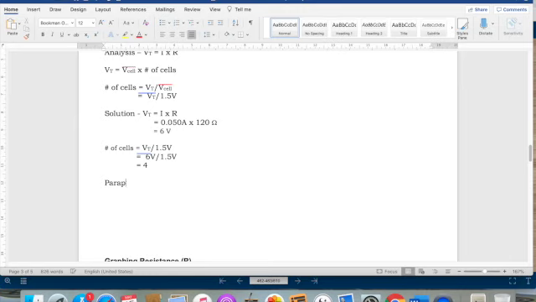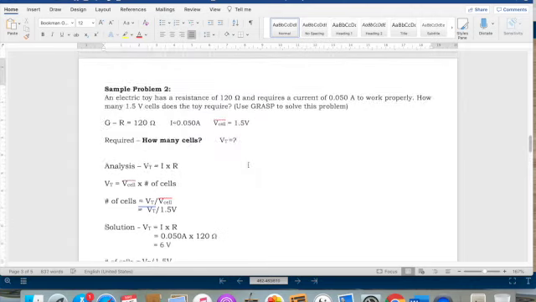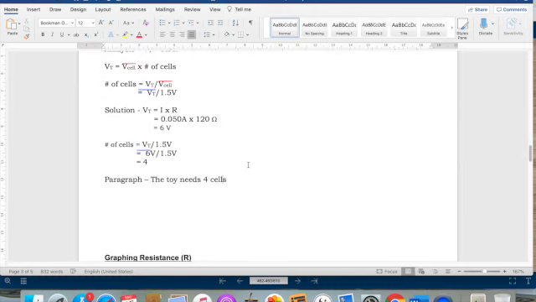And then we will write the paragraph. I'm really sorry, I can't remember. I usually use GRASP, and I think it's solution in GRASP. I don't care what it is, as long as you put something in for it, that is fine. The toy needs 4 cells, or it needs 4 1.5 volt cells. I'm going to write the number out, because putting numbers next to each other like that is kind of confusing, especially when we've been doing math. So I'm going to put 4 1.5 volt cells. And that's it.